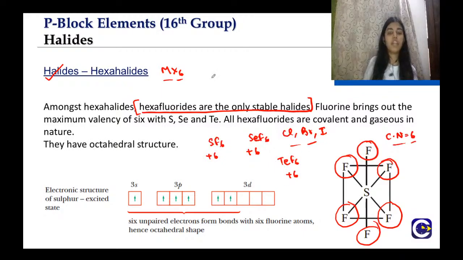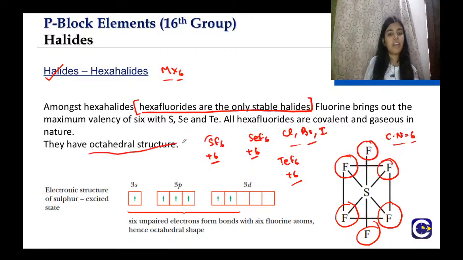Why? Because according to Fajan's rule, the greater the polarizing power of the cation, or the smaller the size of the cation and the greater the size of the anion, the more is the covalent character, right? Here it is exhibiting the +6 oxidation state, so the cations S6+, Se6+, Te6+ are very small in size, and as the cation is small, it will possess more covalent character, right?